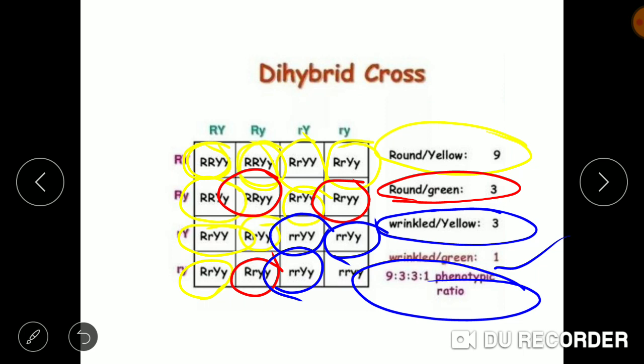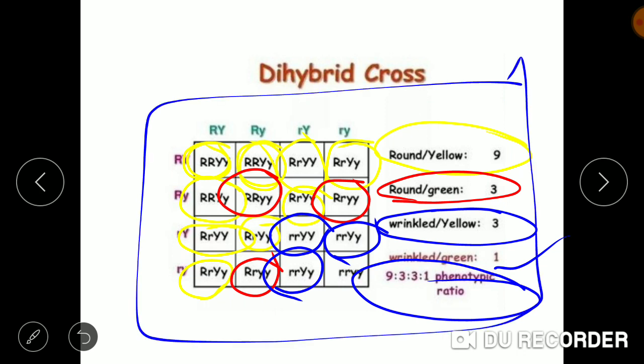9:3:3:1. 9 is for round and yellow, 3 is for round and green, while the other 3 is for wrinkled and yellow, and 1 is for wrinkled and green. I hope this makes it clear how we have obtained this phenotypic ratio.